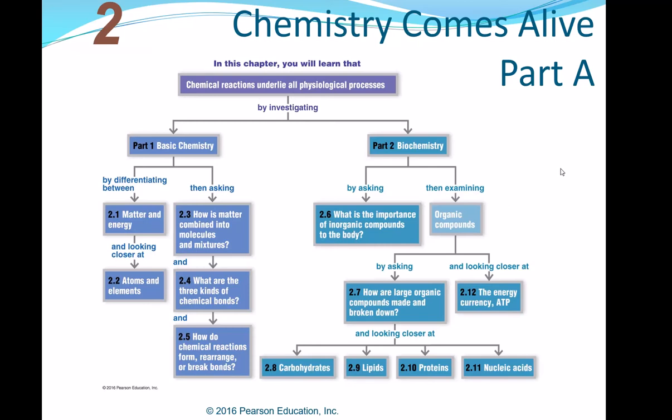Welcome students to the first in a series of lectures about the chemistry chapter, which is chapter 2 in our book. As you can see from our little opening chart here, the chemistry chapter is split into two parts. Part 1 is the basic chemistry, atoms, molecules, kind of the general chemistry type stuff. Part 2 is the biochemistry, focusing more specifically on the types of chemistry that go on in the body.